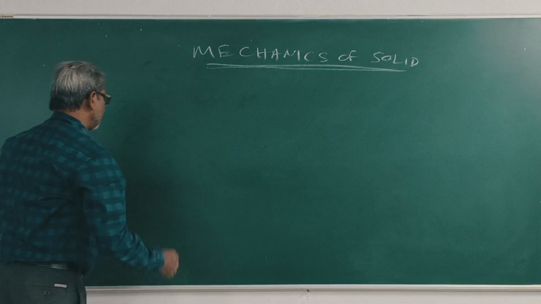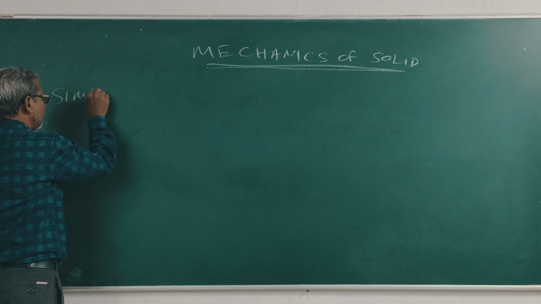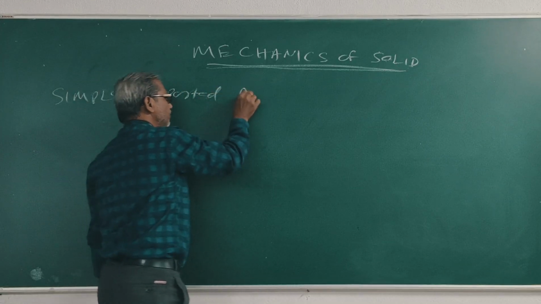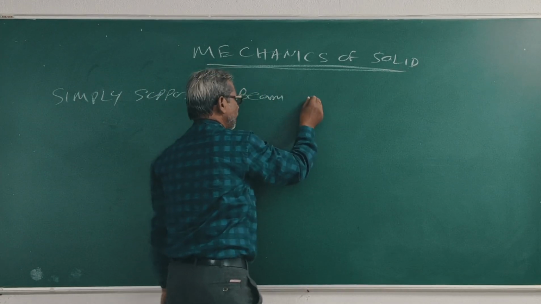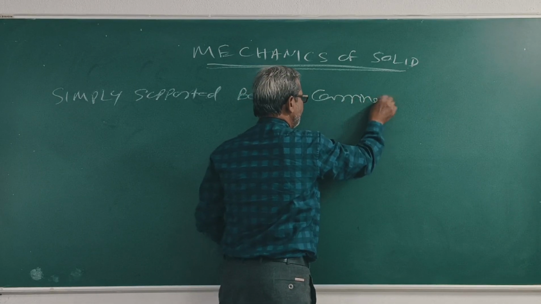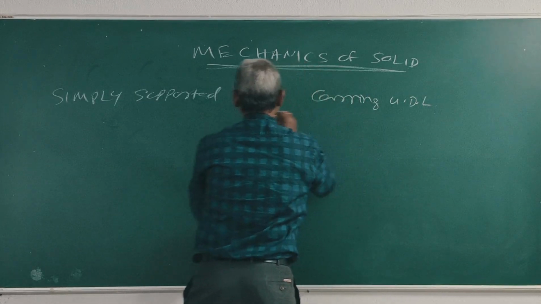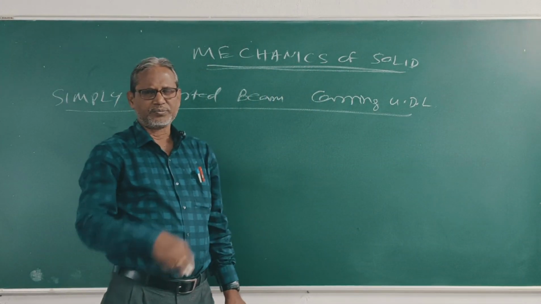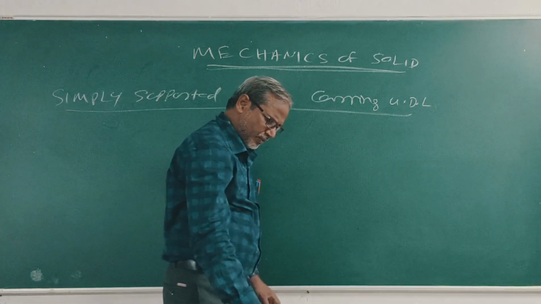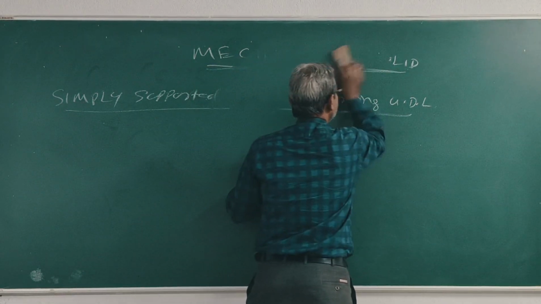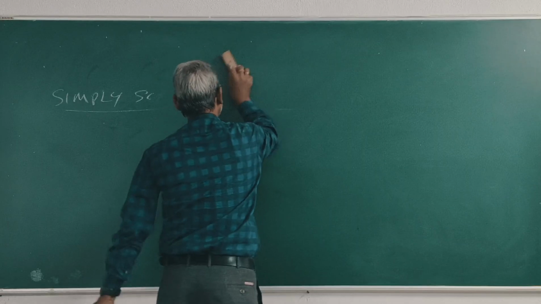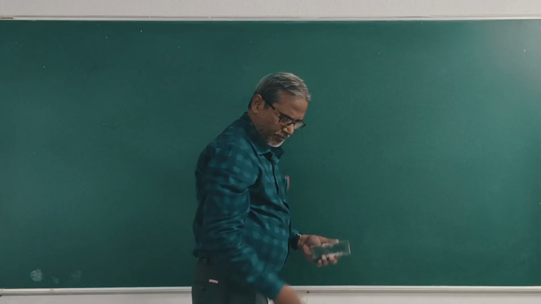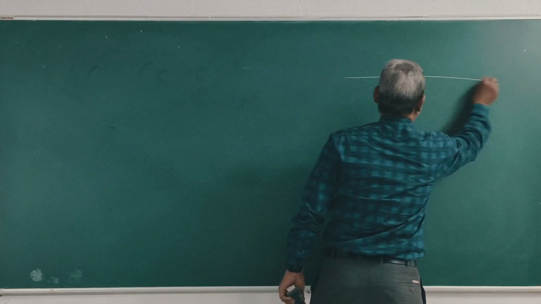And the topic is simply supported beam carrying UDL. First, draw the simply supported beam. This is simply supported beam AB.